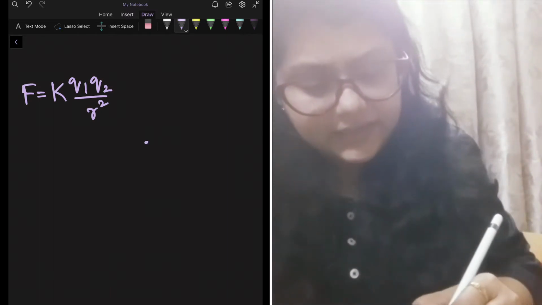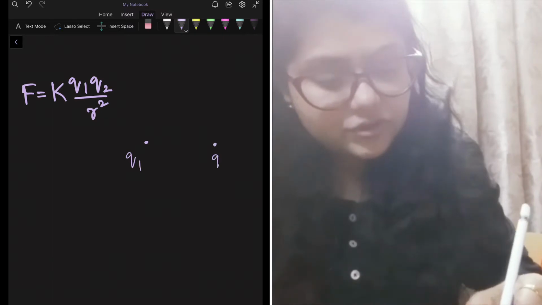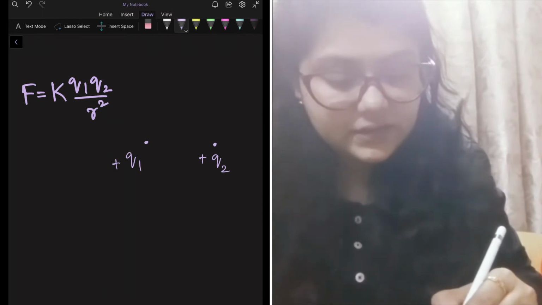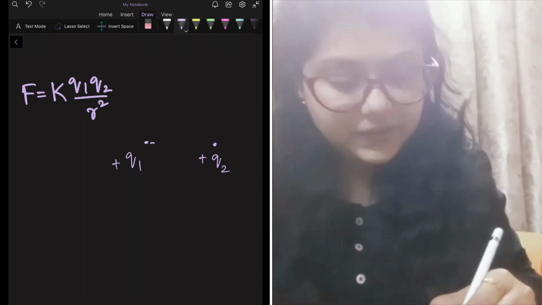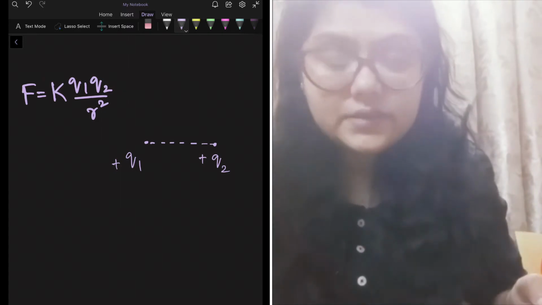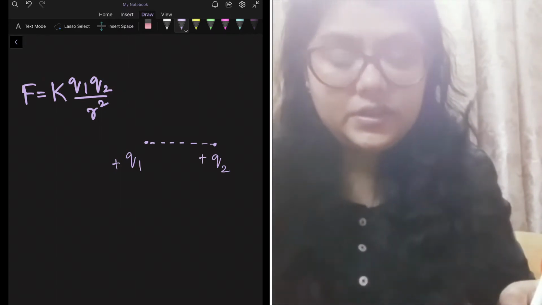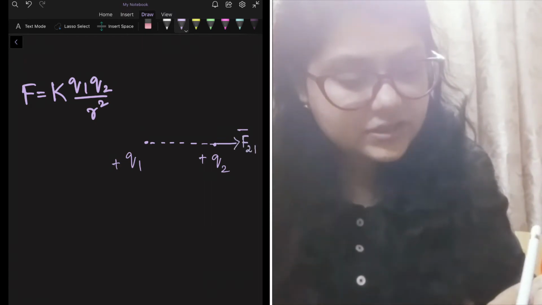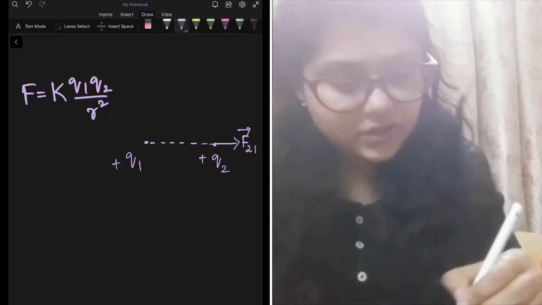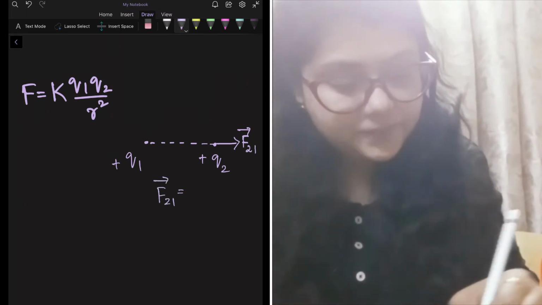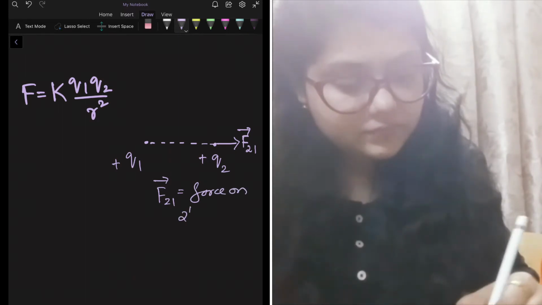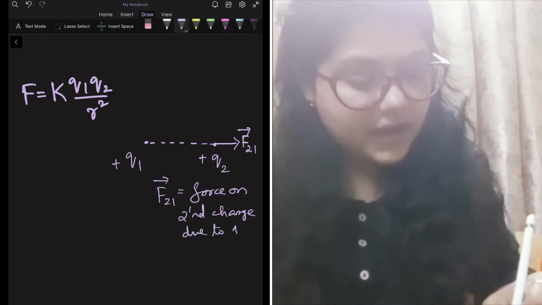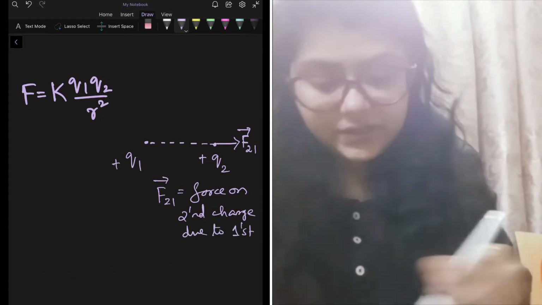So once again I will take a similar example. I am taking two charges, both are positive charges. Definitely the force exerted by the first charge on the second charge will be directed along the line joining the two charges. Now it is going to be repulsive in nature. See here, I am showing a direction. This is the force on the second charge due to the first charge. It will be repulsive in nature, and I can define here F21 is the force on the second charge due to my first charge.